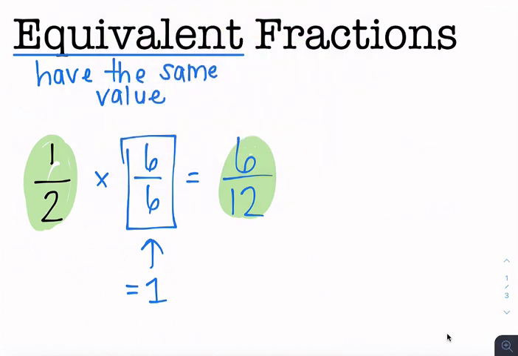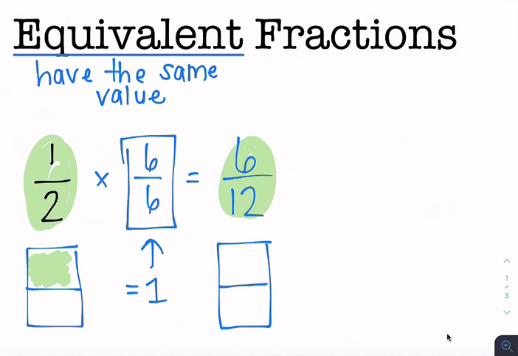We could draw that out, right? Here's a rectangle split into 2. I'm going to shade in one of them. This time, I have a rectangle split into 12. And I'm going to shade in 6 of them. 1, 2, 3, 4, 5, 6. And look at that, it's the same amount.